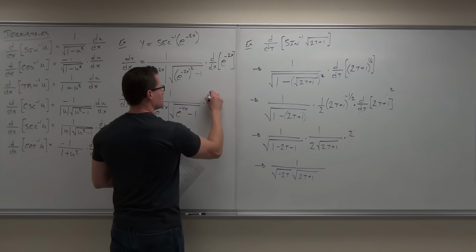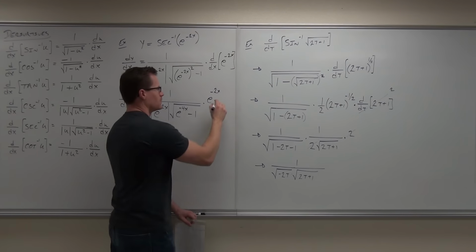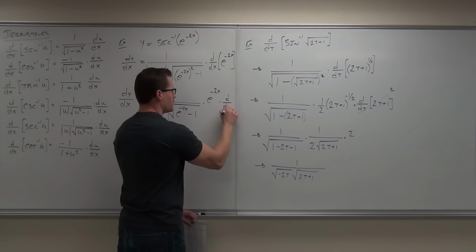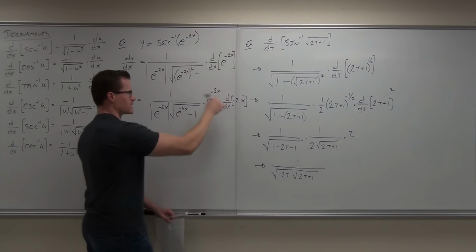Negative 2. Did you get the e to the negative 2x back? Yes. Times negative derivative of 2x. Yeah. Negative 2x. Yeah, chain rule says this.